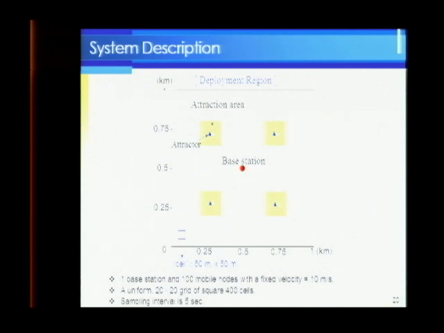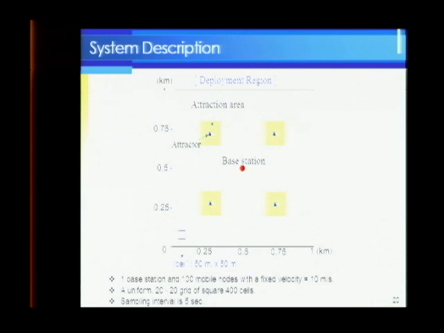So in our deployment region now, we have 4 attractors, and these are their attractor areas. And this is a 1 kilometer region. These numbers can be scaled. That's what we assume. So here is a cell. So we have 400 cells. Each is 50 meter by 50 meter. There's one base station again in the middle, 100 mobile nodes.